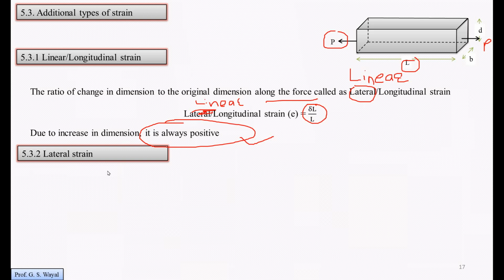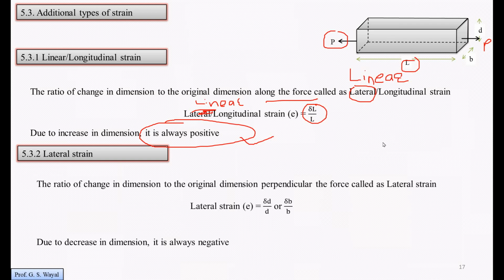Now the next one is lateral strain. If the force is along the length and a tensile force is there, your length will increase. Simultaneously, while your length is increasing, your other two dimensions, width and depth, will reduce. The ratio of change in dimensions to the original dimensions perpendicular to the force is called lateral strain.